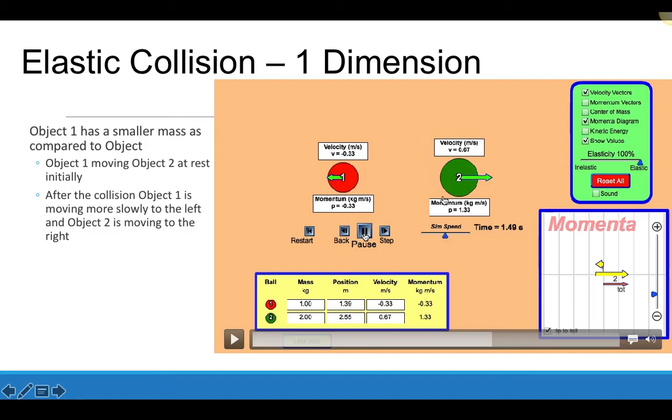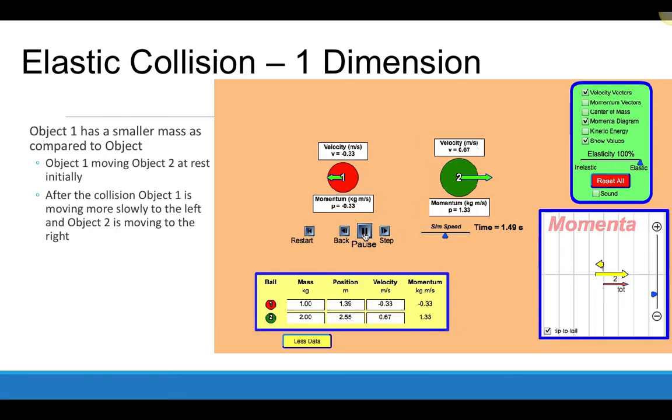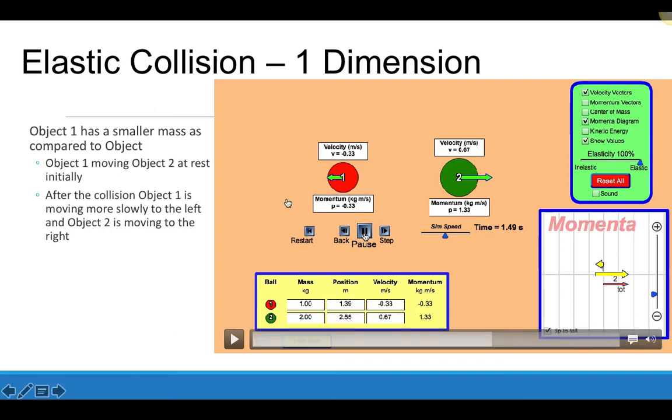The momentum of the green ball is 1.33. The momentum of the red ball is a negative 0.33. If I add those two quantities together, it's just going to give me back 1. So again, momentum was conserved. We started off with 1 unit of momentum, and we still have 1 unit of momentum afterwards. We have to take into account direction, and that negative direction added to the positive value will give us the same value we had before.